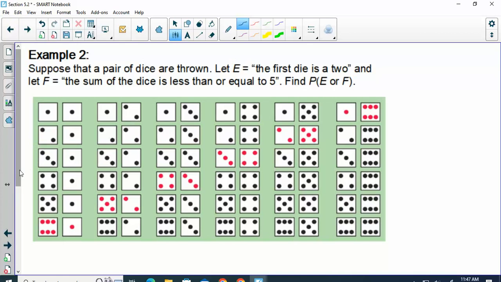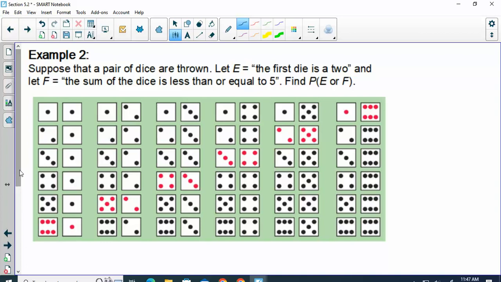Alright, so let's take a look at this one. So I'm going to roll 2 dice. Okay? And I'm going to look at these events. Event E is the first die is a 2. Event F is the sum is less than or equal to 5. So if I want the probability of E or F, would these be disjoint events?